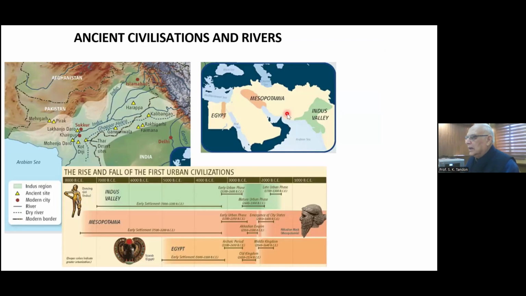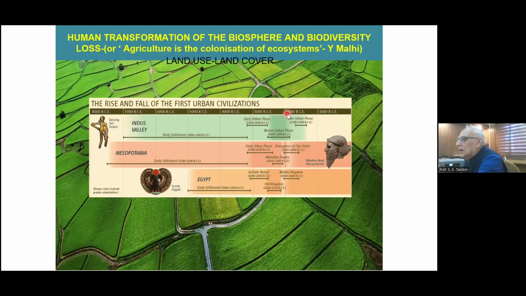Of course, the bulk of the people always occupied the river valleys, and therefore, as we know, we are a river valley civilization, be it the Indus Valley civilization, the Ganga Valley civilization, or the rivers in peninsular India. Now, the human transformation of the biosphere and biodiversity is one of the first things that has taken place extensively.